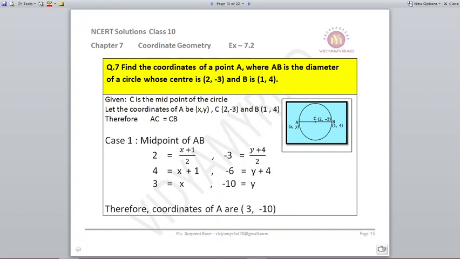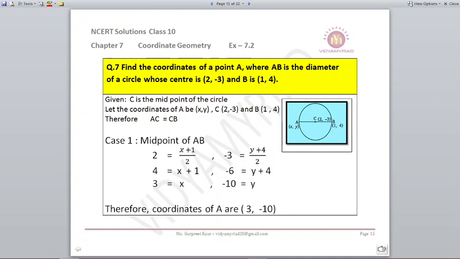Question number 7. Find the coordinates of point A where AB is the diameter of a circle whose center is (2, -3) and B is (1, 4). Now if you look at the diagram, we are given the center point marked at C, that is (2, -3), and the B point also we have, (1, 4). The coordinates of A are not with us, which we are going to find out. Let it be (x, y).